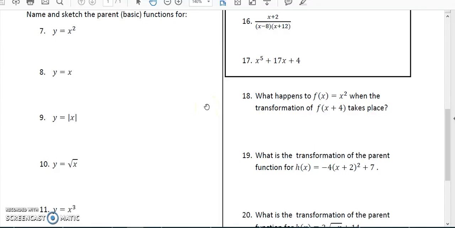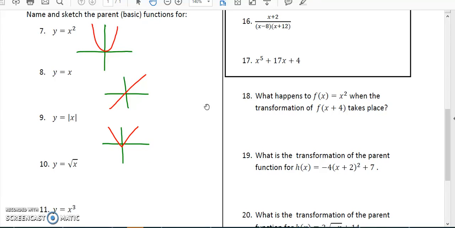You need to know the shape of your basic functions. You should have this down in your notes so that the questions over this are really simple on the test. Y equals x squared is a parabola. That's your squaring function. Y equals x. That's your linear parent function. That's your identity function.